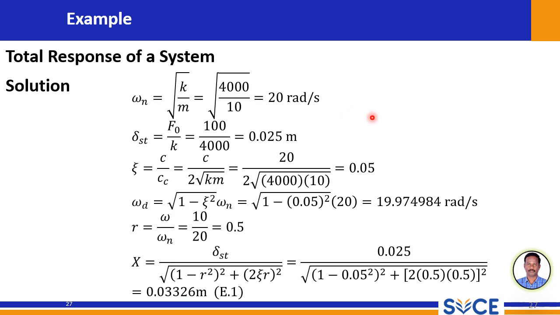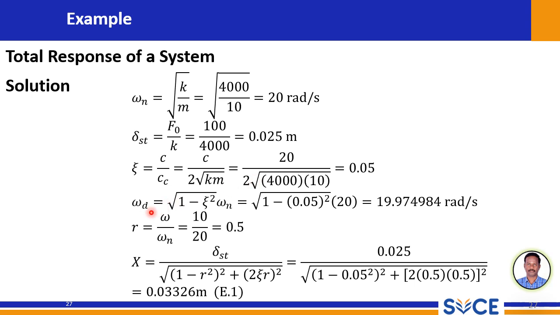Let's calculate the natural frequency of the system using the formula, which is given as 20 radians per second. This is the frequency at which the system would oscillate if there were no damping or external force. Next, we calculate static deflection using the force, that is 100 Newton, and 4000 Newton per meter. Substituting these values, we get delta static as 0.025 meter, or 25 mm. This is the displacement of the system under static load F naught.